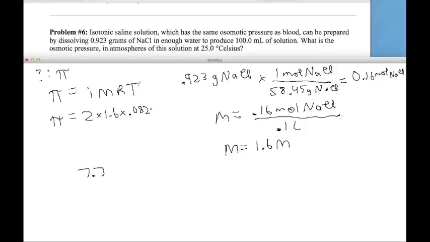What did you plug in for T? 298.15. What did you get for the molarity?